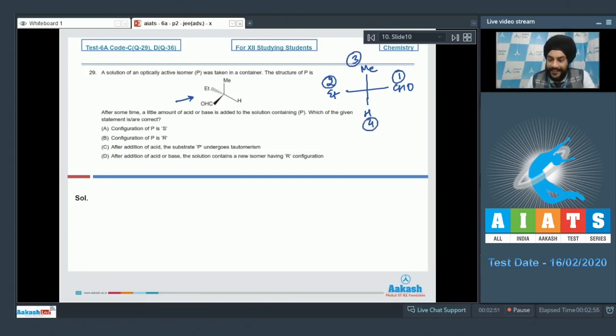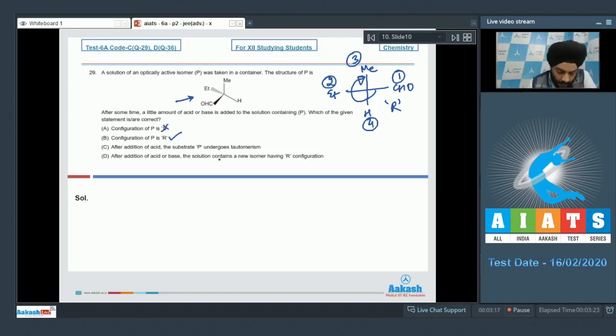Now if we move from 1 to 2 to 3, we have to move in a clockwise fashion, students, and since the least priority group is already going away from us, the configuration of this chiral carbon has to be R. So students, the absolute configuration of P is R. So the first statement is not correct, whereas the second statement is correct.